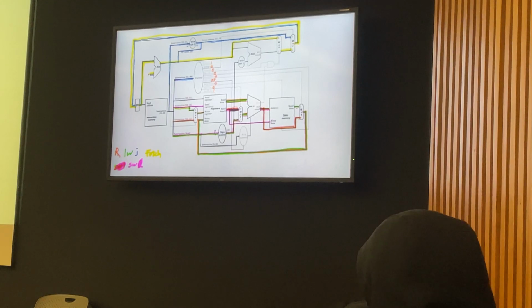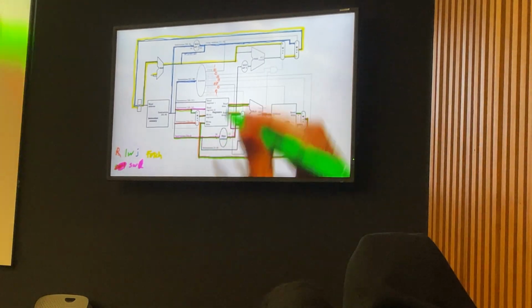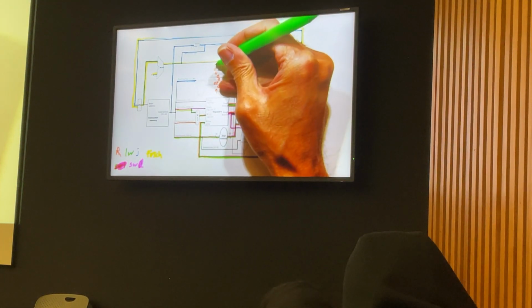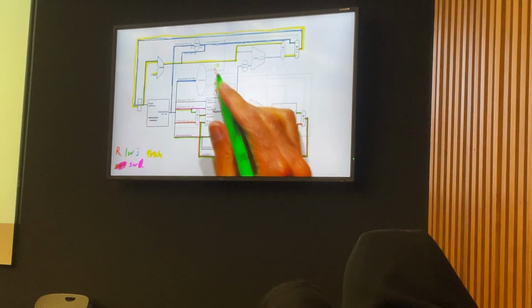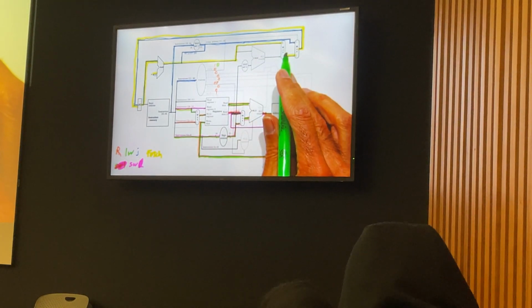Now let's do load word. You can choose pretty much whatever you want to do. For load word, this mux is a zero. The jump mux and the branch mux, those two are still doing a fetch, so they'll be the same as the R type.